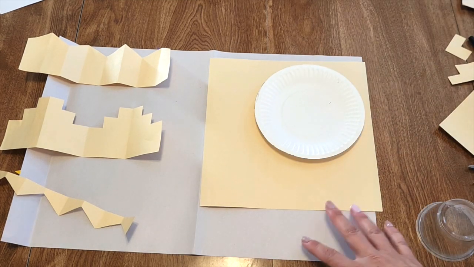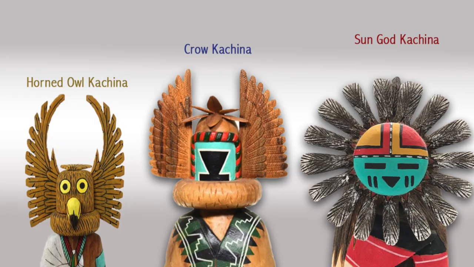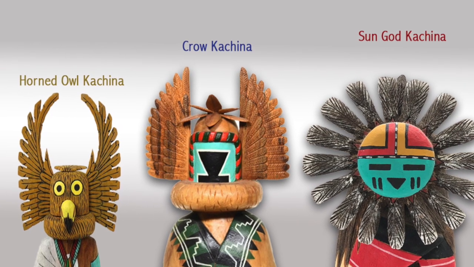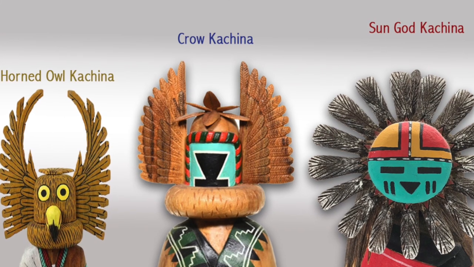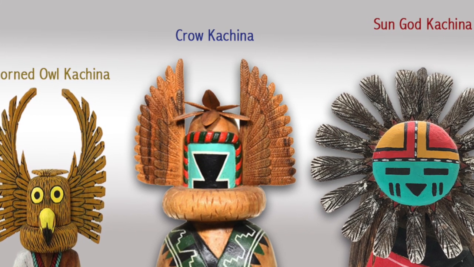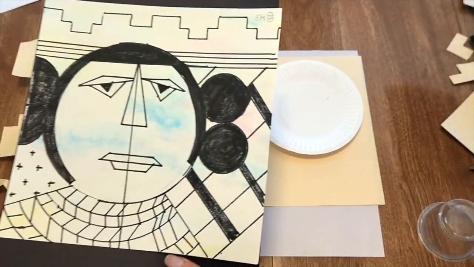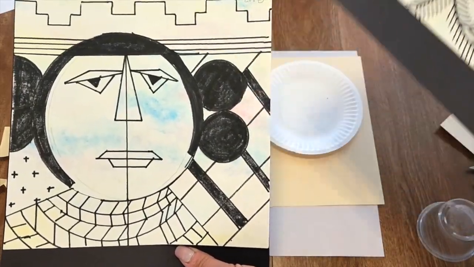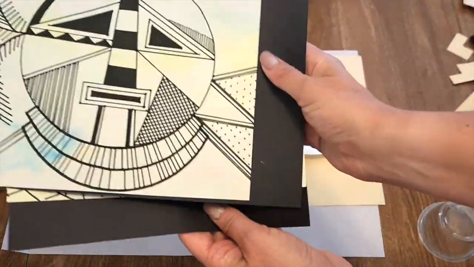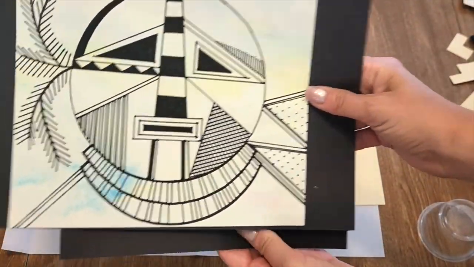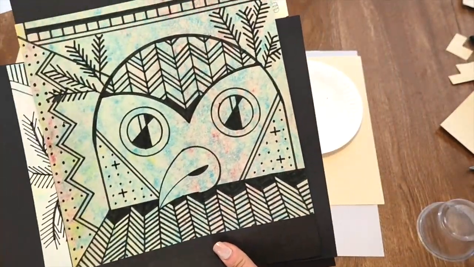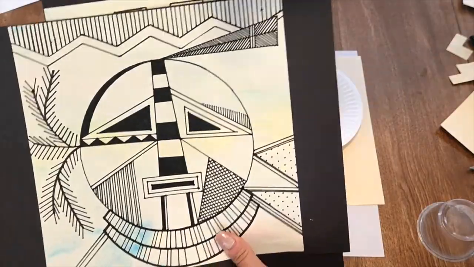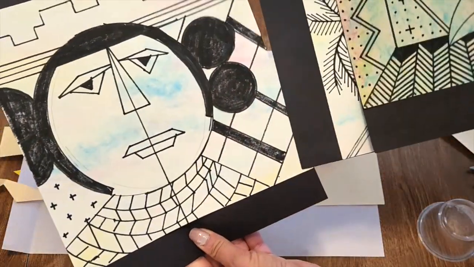Okay, so perhaps you want to do the crow Kachina, which I'll have a picture of. There's the horned owl, or maybe you just want to do a simple circle face with those circle whorls for hair, or maybe just a circle face with geometric shapes. If you want to get crazy, this is a pretty cool horned owl. So I'm going to do a shape for a face, and I'll try the horned owl.